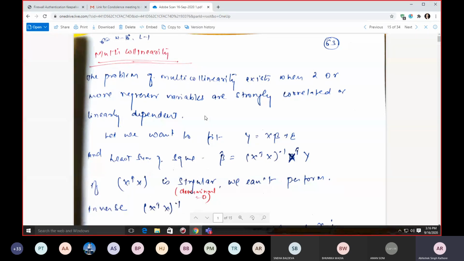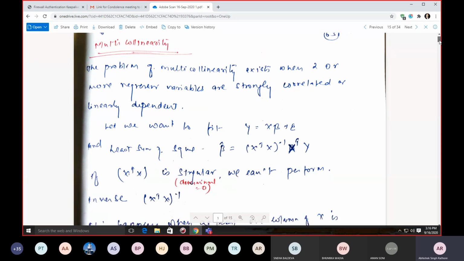When we had looked at it, we had a globally significant model available, but when we checked the significance of each variable in the presence of another variable, we found that both variables are insignificant in the presence of the other. So the problem of multicollinearity exists when two or more regressor variables are strongly correlated, or we can say they are dependent on each other.